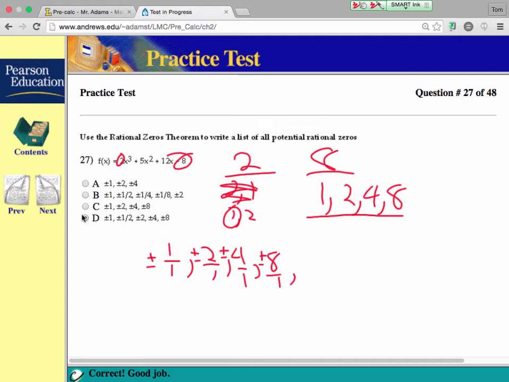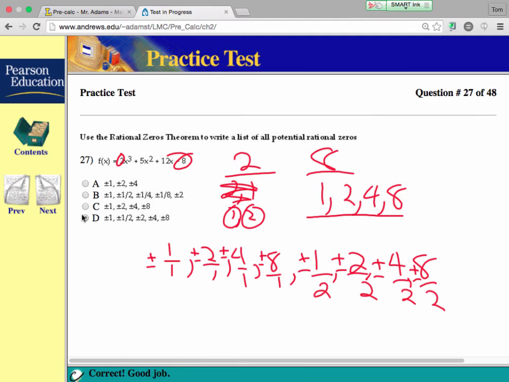And then I'm going to do 1 over 2, right? So I'm going to do this on the bottom, and these are the numerators. So it's like 1, 2, 4, and 8 all over 2. And then it's all plus or minus for all these.